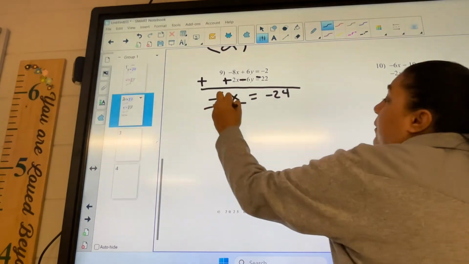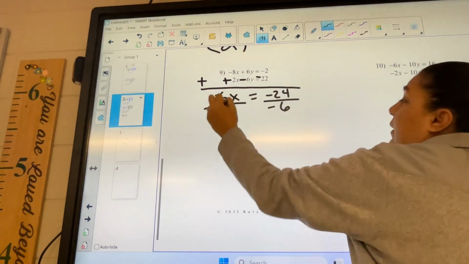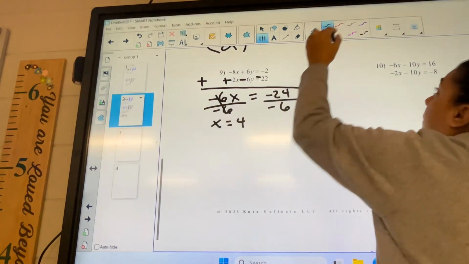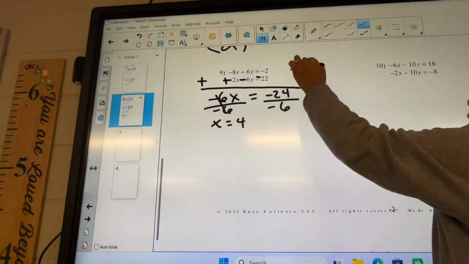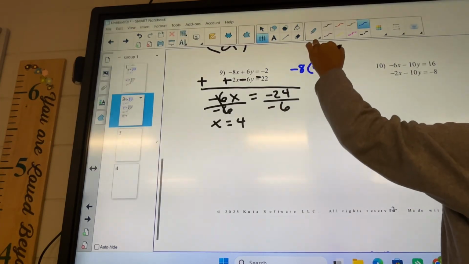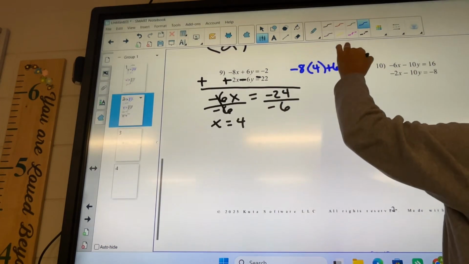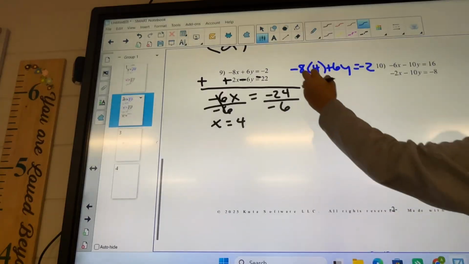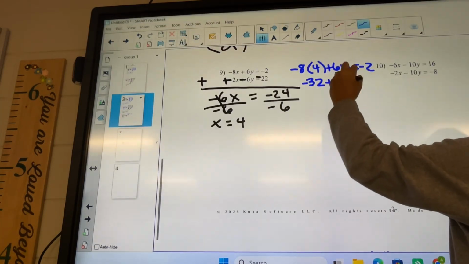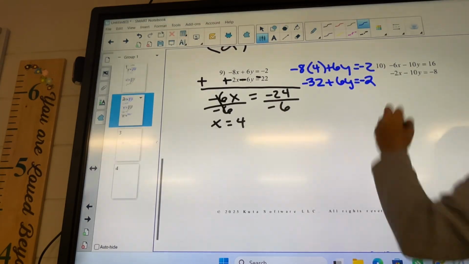Okay, and then I'm going to divide by negative 6. So I get x equals positive 4. Okay, I got negative 8, and instead of the x, I'm putting a 4 plus 6y equals negative 2. Negative 8 times 4 is going to be negative 32 plus 6y equals negative 2.